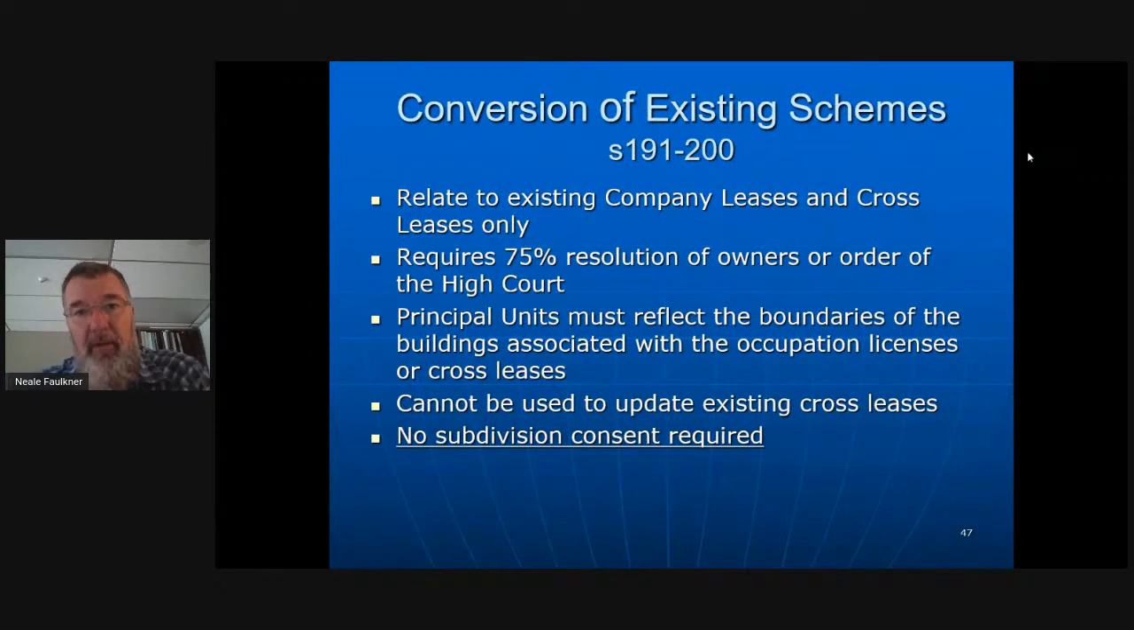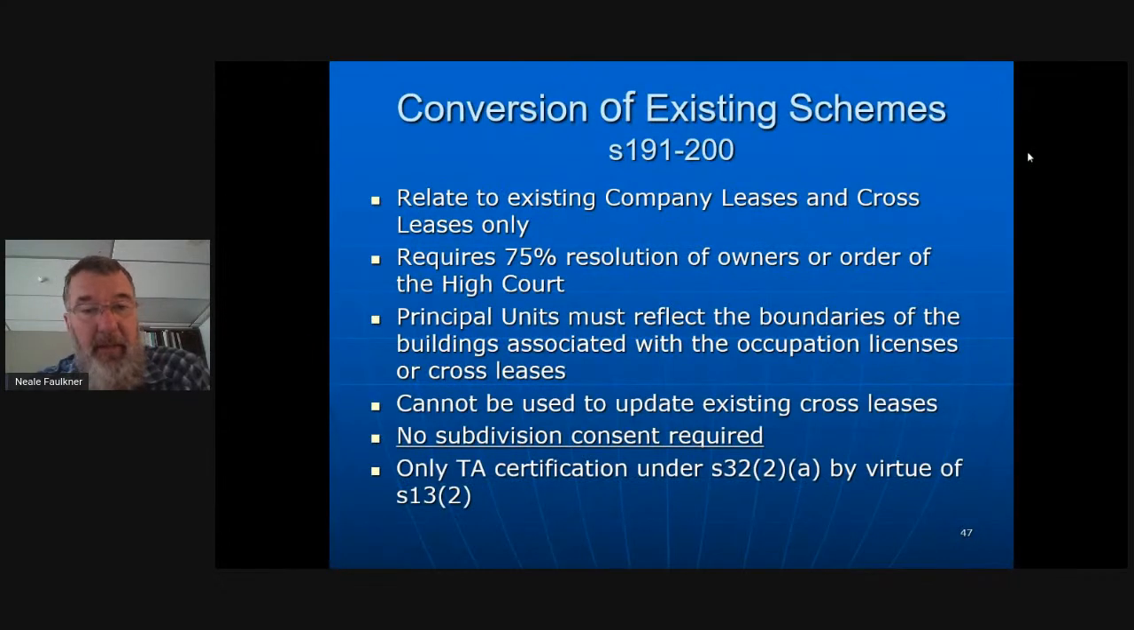In this particular case, I think the cost of doing fire upgrading was in about the $600,000 to $700,000 range, and there was only, I don't know, about 15 units in the development, so it wasn't worth it. So along came this provision, no subdivision consent required. Perfect, they can convert to unit titles, don't have to go through the subdivision process, don't get imposed with any conditions of consent, and get into the unit title regime as opposed to their company lease regime that they wanted to get out of.